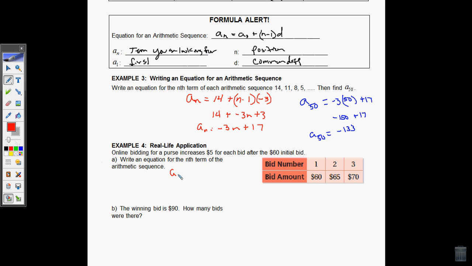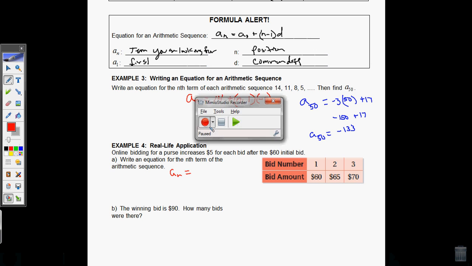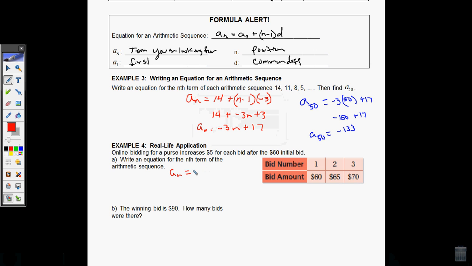A sub n equals the first term. So we're going to put that 60, that first term, right in here, a sub 1. And then plus n minus 1 times the common difference. Now what's the common difference? 60 to 65 looks like plus 5. 65 to 70 looks like plus 5. So it looks like my common difference is 5.